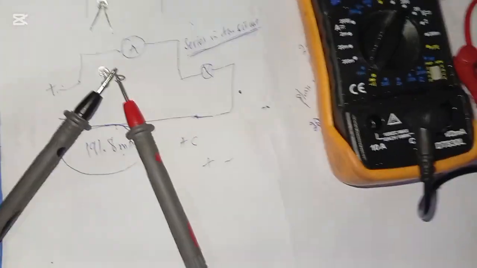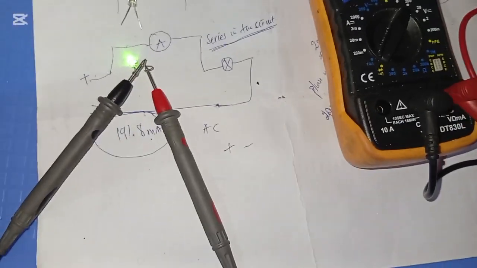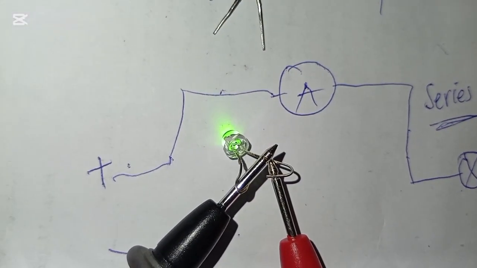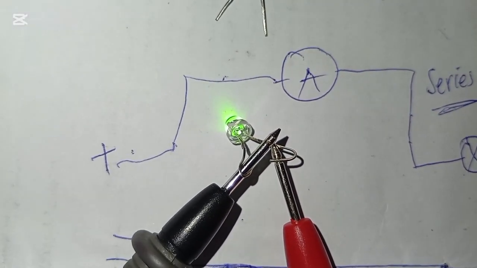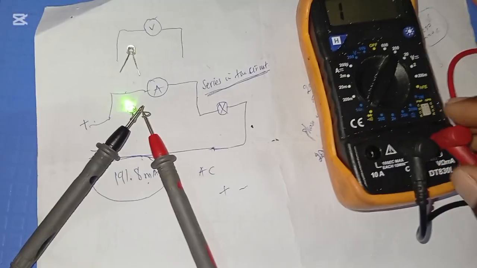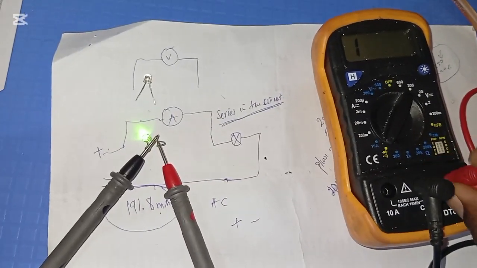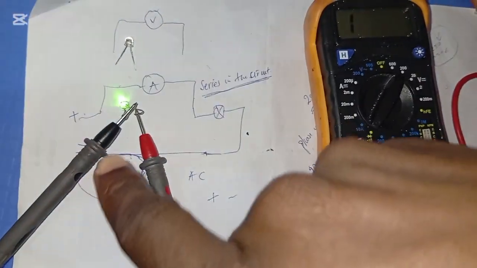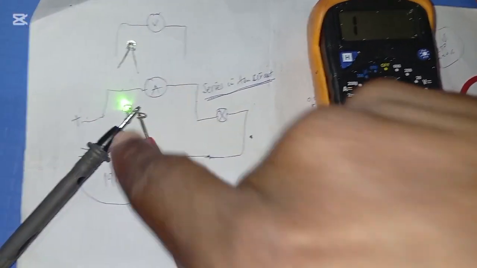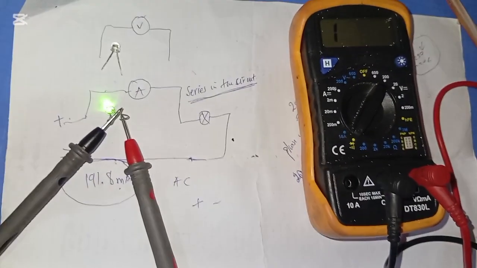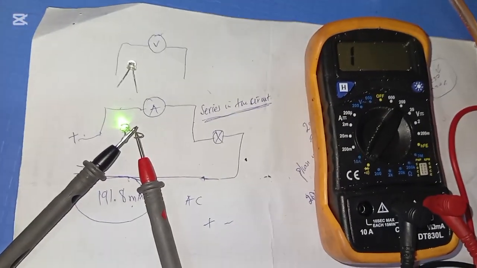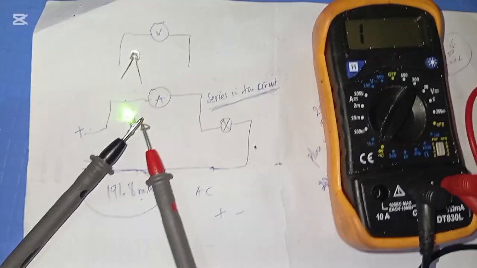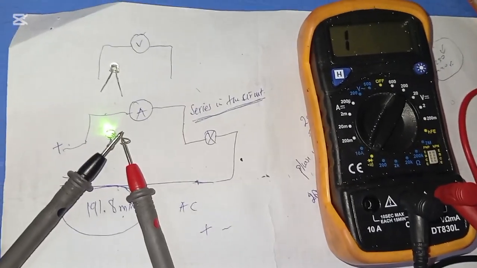Let's connect and see. So you can see that that LED has turned on. So this shows that this LED is okay, still functioning. If I disconnect, it must turn off. If the LED is faulty, you will see that this LED will not turn on. So guys, that is how you can test a diode, and you can measure continuity from that.